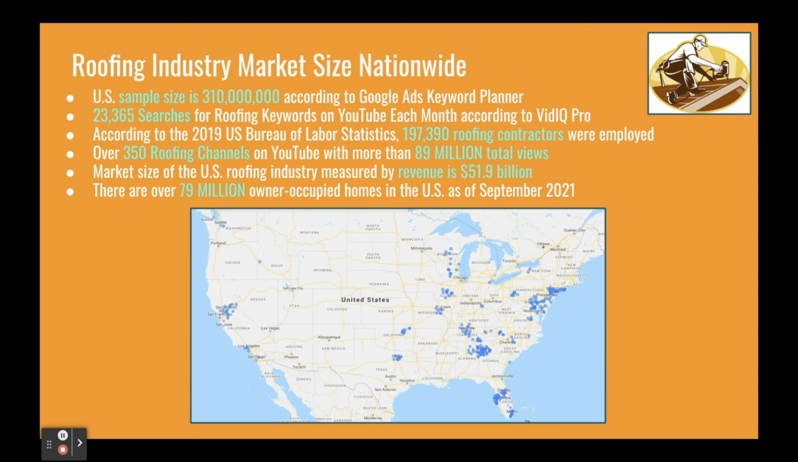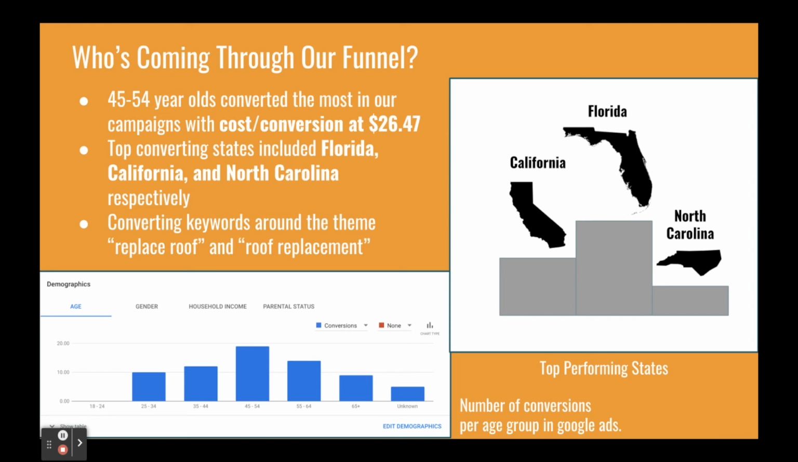So I think that's why we're finding good success with keywords plus placements of channels, because there are a ton of home renovation, home improvement, roofing types of channels. The market size is about 51 billion. And then there's over 79 million homeowners, is what we saw as of September 2021. So this paints that picture of the size for the US.